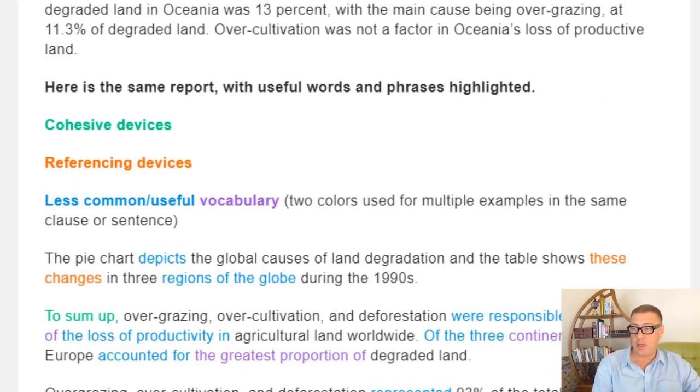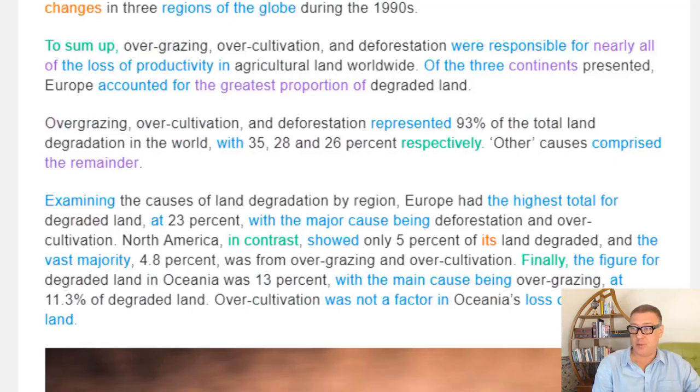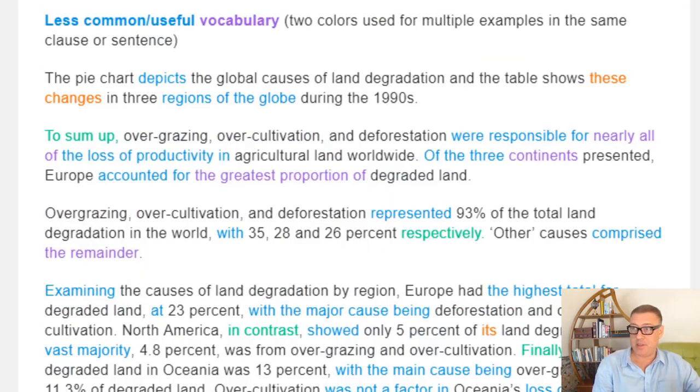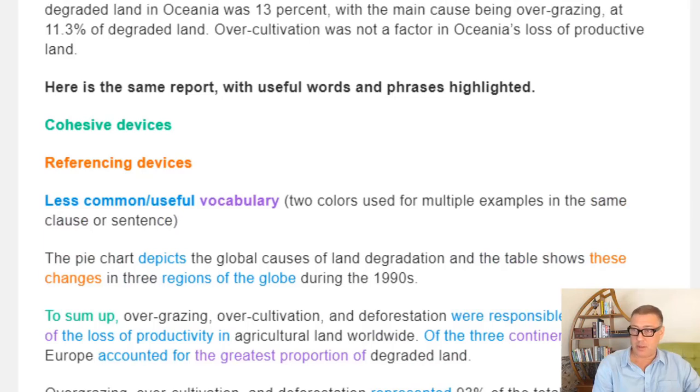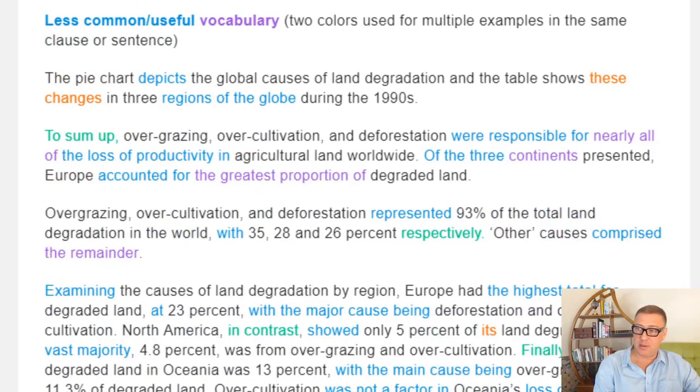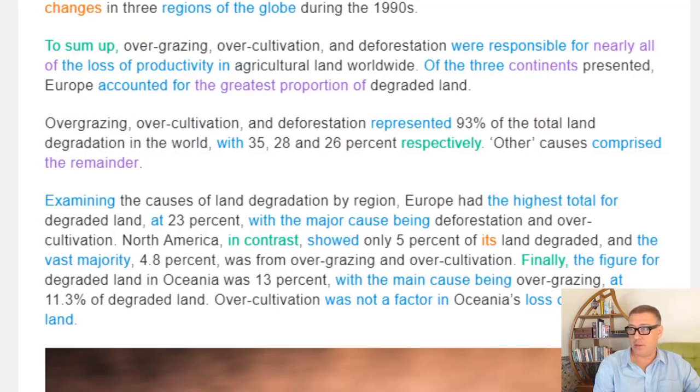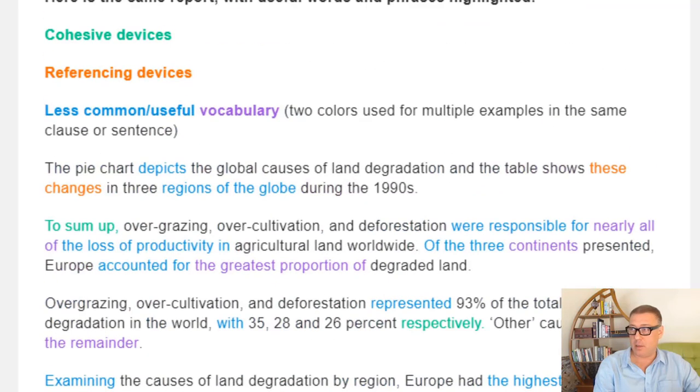Below that one, you'll have another version with cohesive devices, referencing devices, less common useful vocabulary, highlighted, as with most task ones, green. You don't see many cohesive devices, just enough to keep everything clear. And again, referencing devices and less common vocabulary. Less common vocabulary is more about how to report data, things like that, and synonyms for geography. Referencing devices I've gone over in previous lessons, so if you're not sure about those, have a look at one of the previous lessons, but you can see it's basically just ways to refer to something that you have already mentioned. There's a couple of them here.